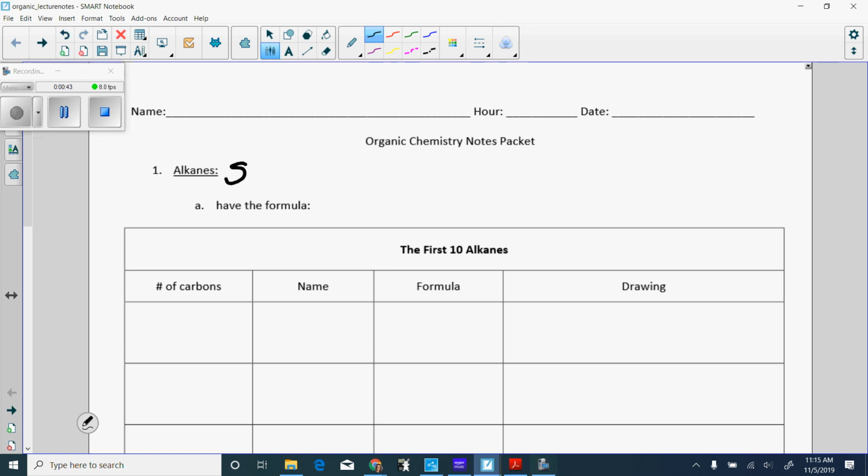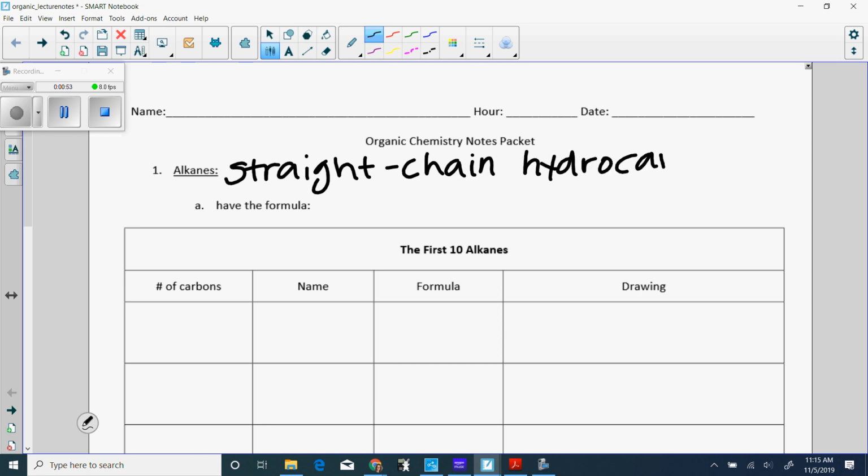So an alkane is a straight chain hydrocarbon. A hydrocarbon is just like it sounds. It's carbon with a bunch of hydrogens on it. No matter however many carbons there are, the formula is always CnH2n plus 2. That's a 2. 2n plus 2. Just like that, plus 2.